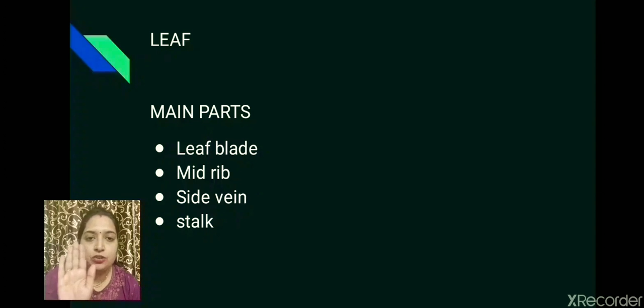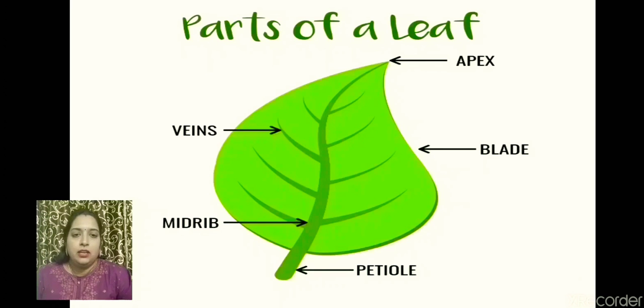If I show you my palm, how is it looking? It's looking flat, and it has lines in it. In the same way, leaves also have a flat structure and they also have small lines running through them. So let me tell you what the main parts of a leaf are. Children, a leaf has four main parts: leaf blade, midrib, side veins, and the stalk by which the leaf is attached to the stem. Here you can see a diagram of a leaf.